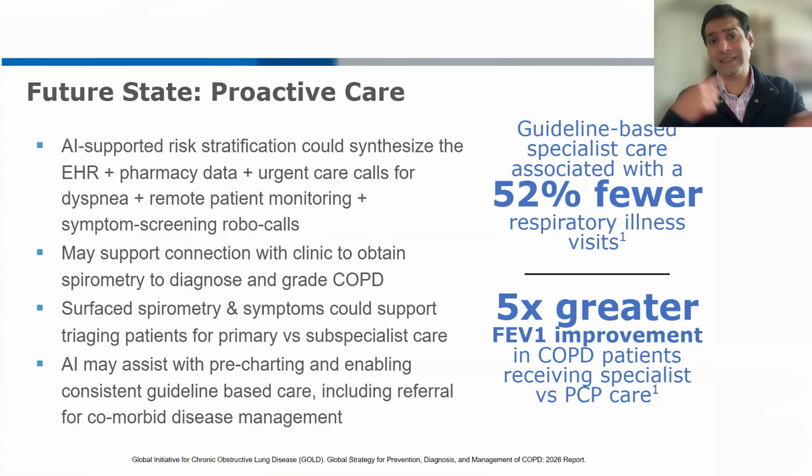It might support connecting back then into the clinic to get the spirometry done very quickly, to diagnose, grade the COPD. In my company, we do in-home spirometry to get all of this done for people. And then finding out the objective and subjective data, putting all of that together, can support triaging patients for primary care with AI-assisted guidelines versus getting them prioritizing for subspecialist care, so that people are really getting care where they need it quickly, right? Getting the level of care they need at the time they need it more and more efficiently.